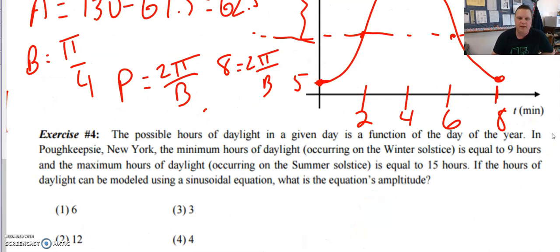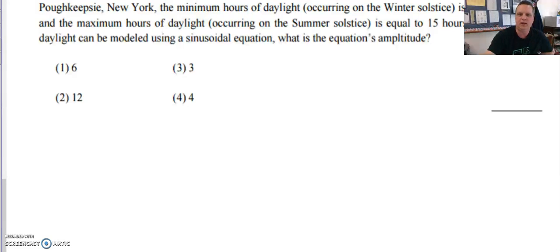Okay, now the last one. Possible hours of daylight in a given day is a function of the day of the year. In Poughkeepsie, New York, the minimum hours of daylight is equal to 9 hours. The maximum is 15. If the hours of daylight can be modeled using a sinusoidal equation, what's the equation's amplitude? So in order to find the equation's amplitude, they tell me that the highest is 15 and the lowest is 9.